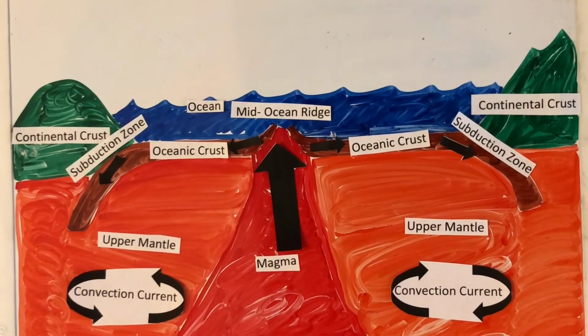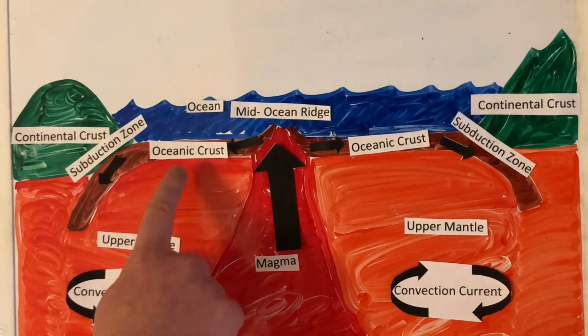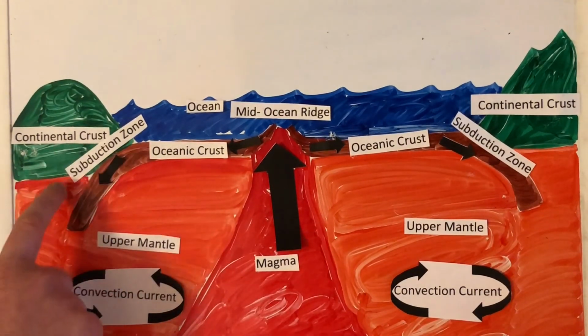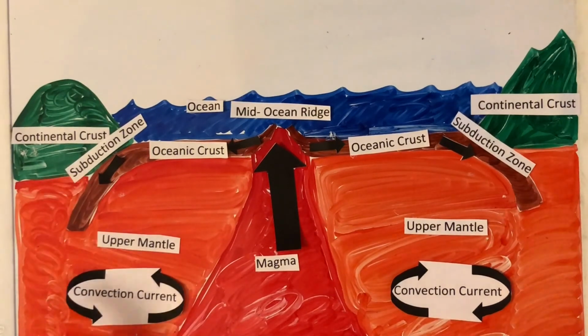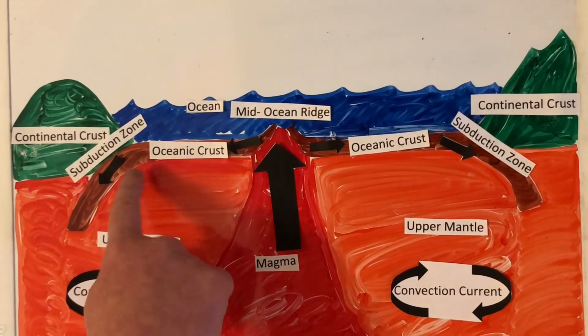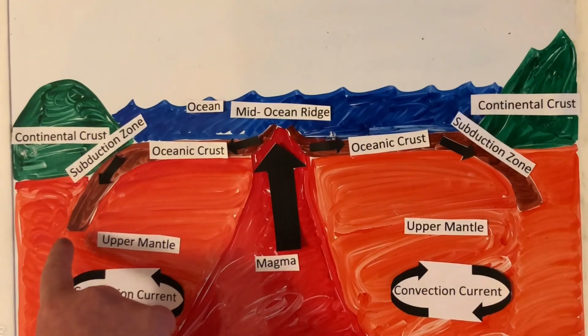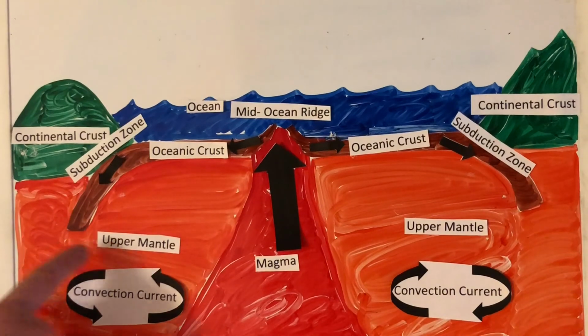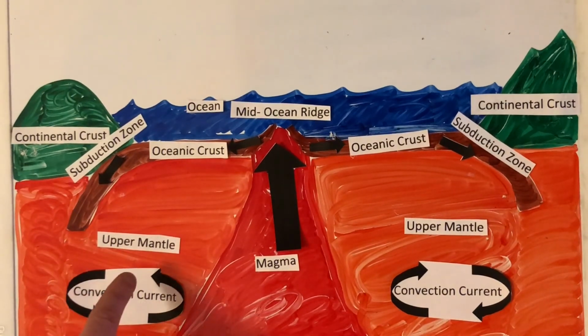As the magma bubbles up and meets the cooler ocean water, it hardens, forming new oceanic crust and causing the seafloor to spread. Where these oceanic plates collide with continental crusts, where we call the subduction zone, and the oceanic crust bends underneath the continental crust, it actually, under heat and pressure, remelts and joins the upper mantle and continues the convection current.